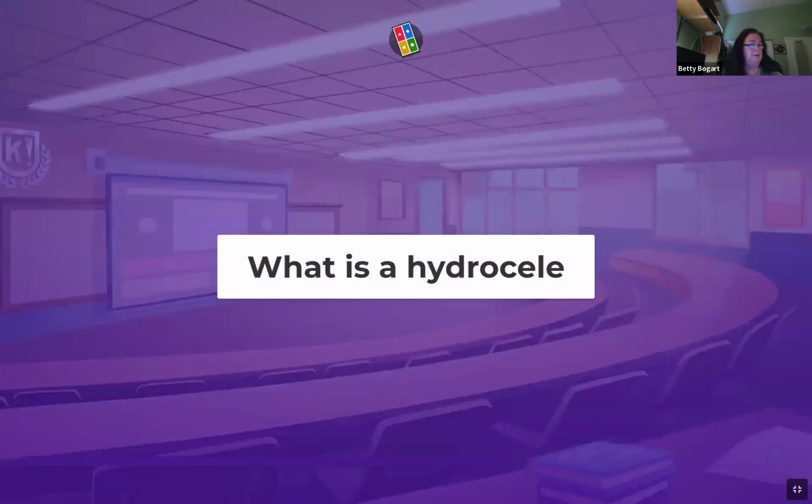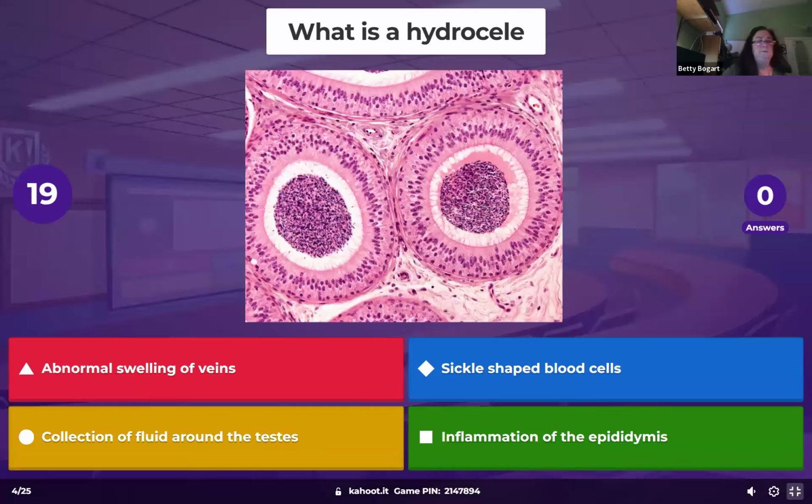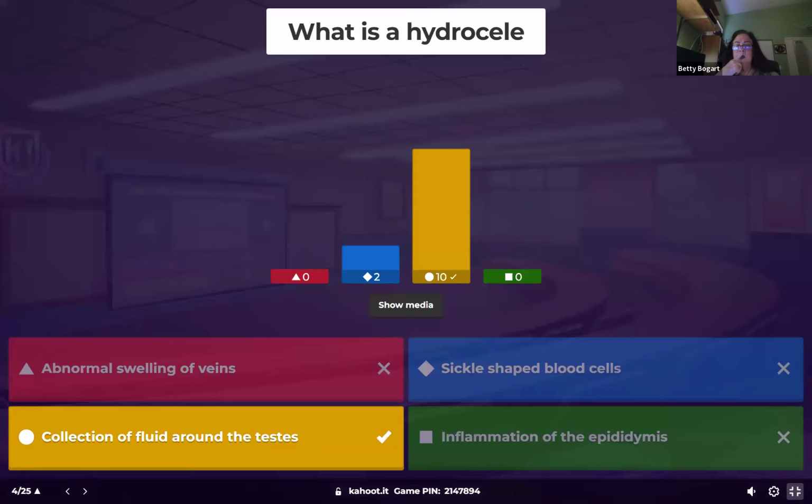What is a hydrocele? So hydrocele, hydro is water. It's fluid around the testes. Remember, this usually corrects itself by about 12 months of age. If not, surgery will be needed.